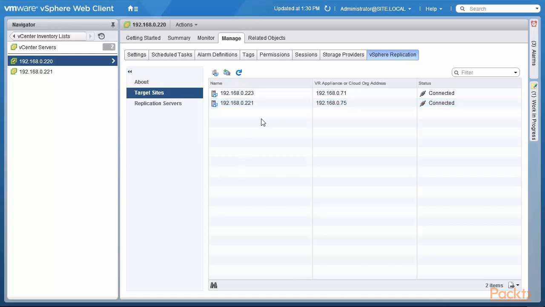So the headquarters site is now connected to our two branches. Branch 3 at 223 with an appliance address of 71, and branch 2 at address 221 with a replication appliance address of 75. Now let's go over to the other side and to the branches and see whether we can configure replication among them.